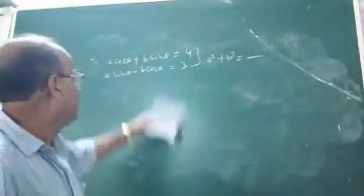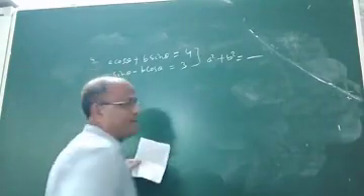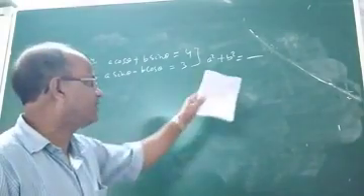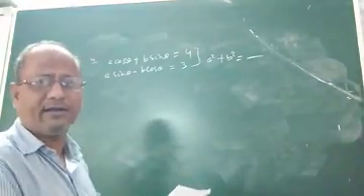Now see children, in order to find the value of a square plus b square, first we have to find the values of a and b. Then only it is possible to find the value of a square plus b square. Now how to get a and b?